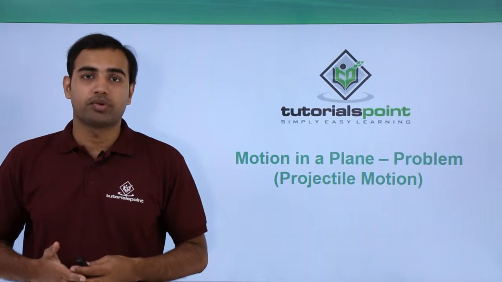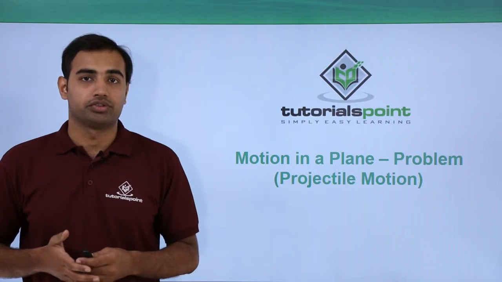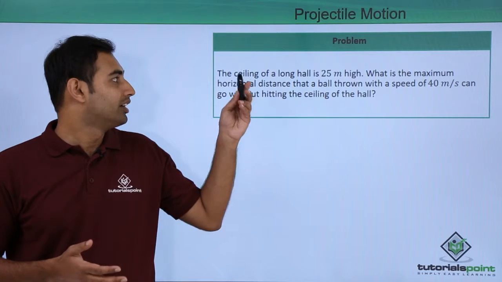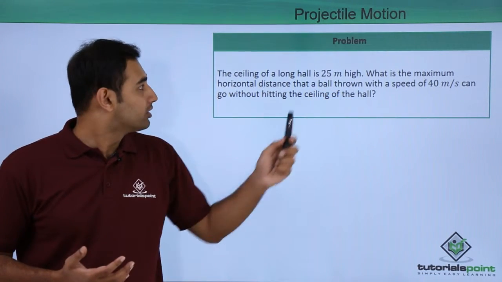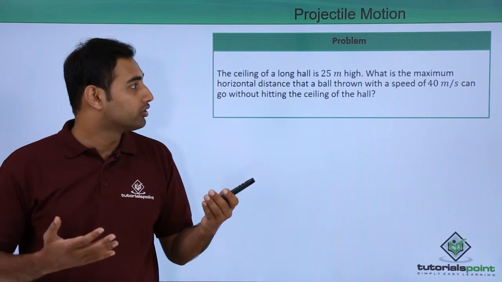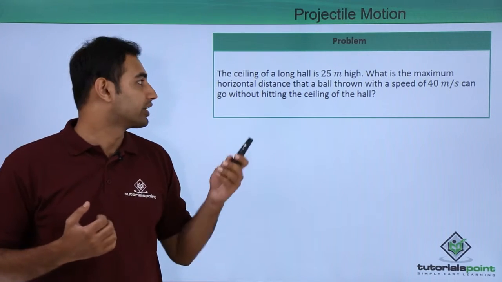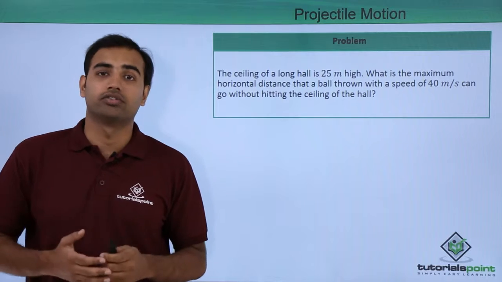Let's talk about the next problem. This one is about projectile motion. The problem here says the ceiling of a long hall is 25 meters high. What is the maximum horizontal distance that a ball thrown with a speed of 40 meters per second can go without hitting the ceiling of the hall?